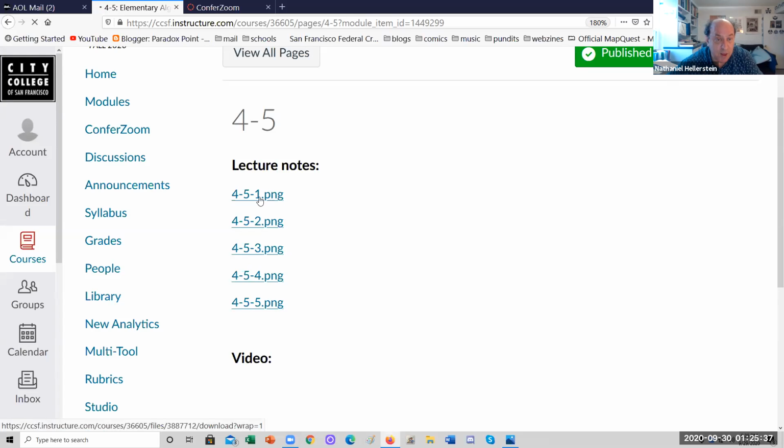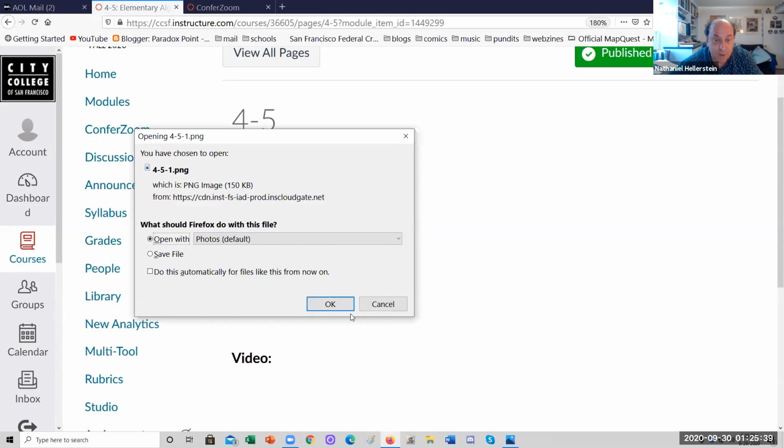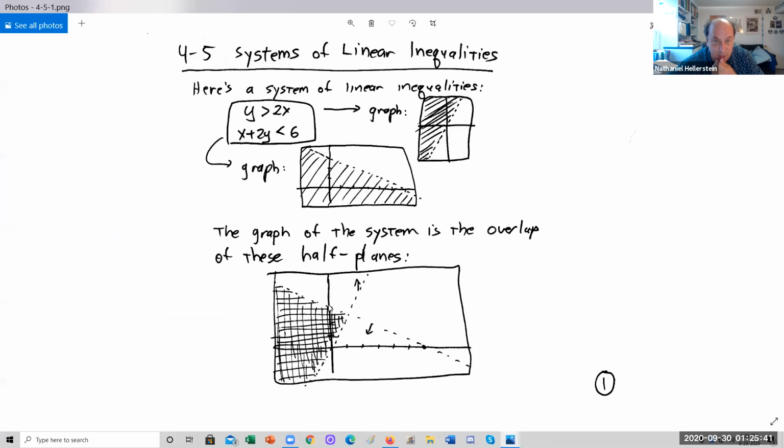This section is about linear systems. Systems of linear inequalities, that is. Now, we've already graphed linear inequalities. A system of linear inequalities is when you have two of them.